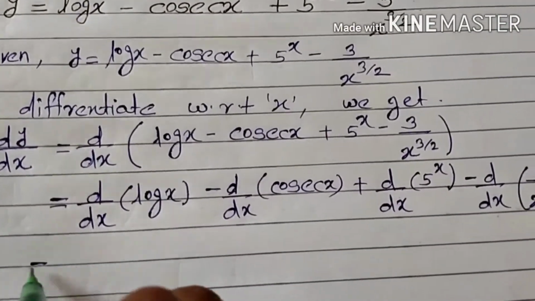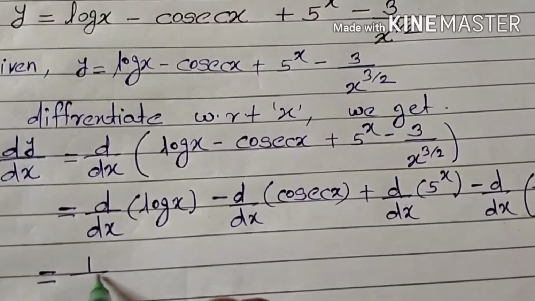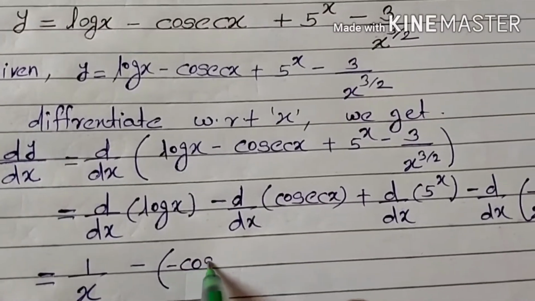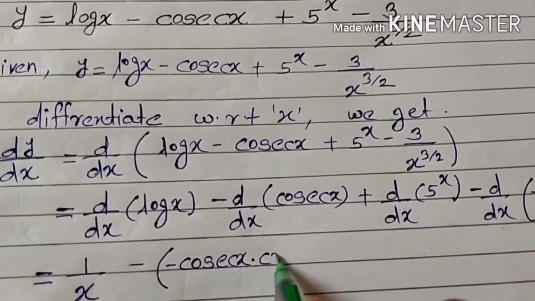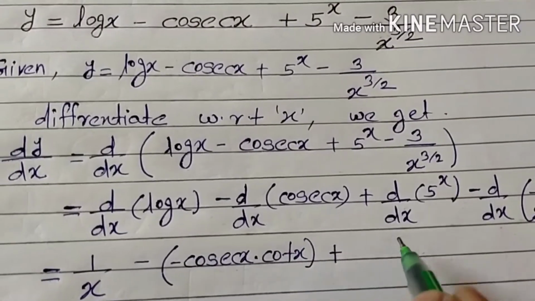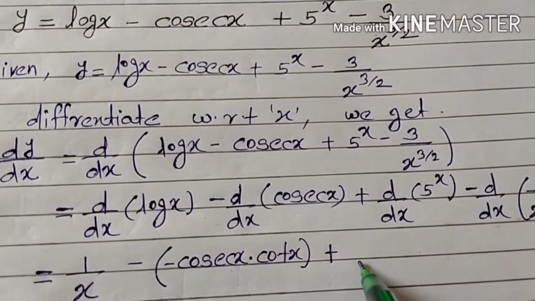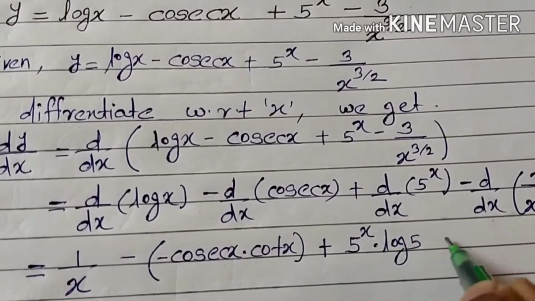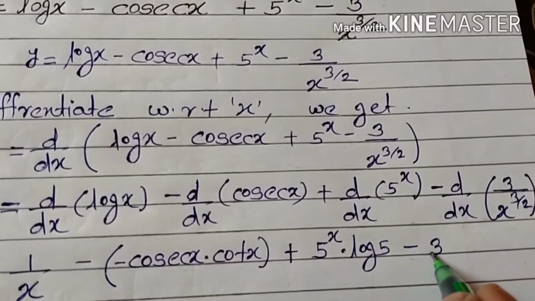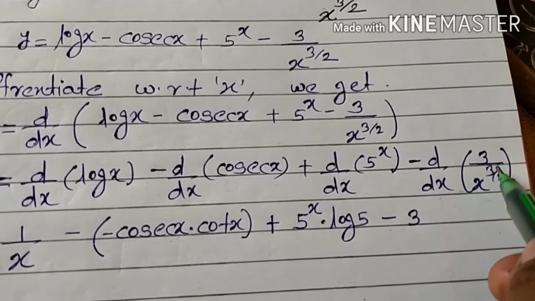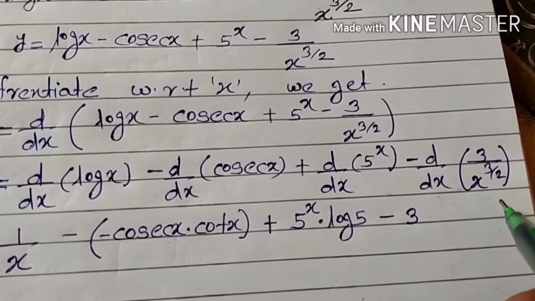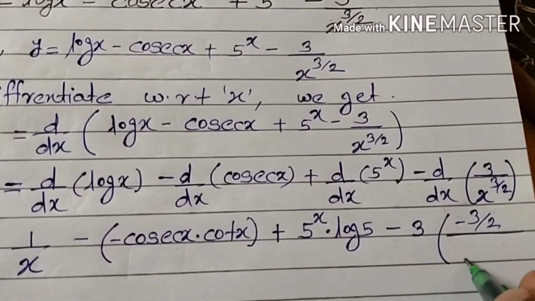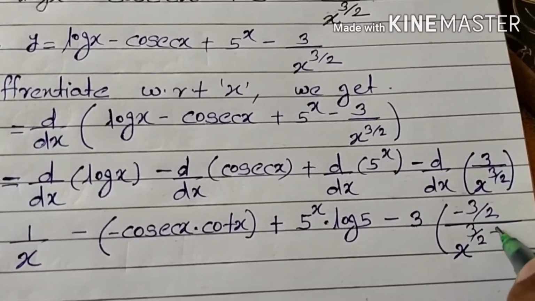So here we know that the derivative of log x is 1 upon x, minus the derivative of cosec x, which is minus cosec x into cot x, and the derivative of a raised to x is a raised to x into log a. So using this, 5 raised to x into log 5, minus 3 is a constant, so take it outside, and the derivative of 1 upon x raised to n is minus n upon x raised to n plus 1. So here minus 3 by 2 upon x raised to 3 by 2 plus 1.